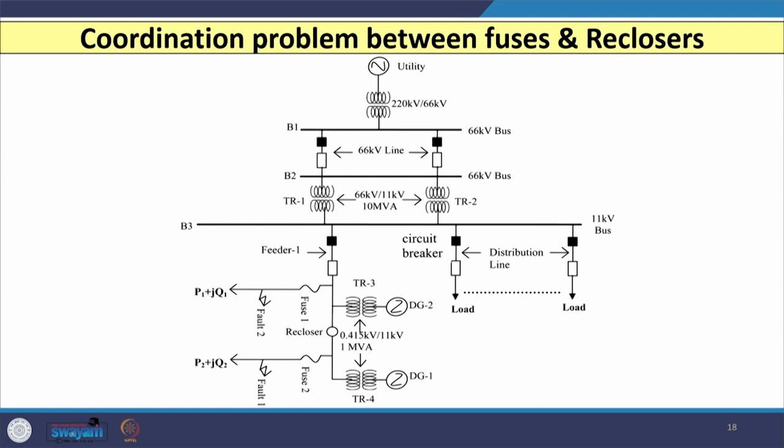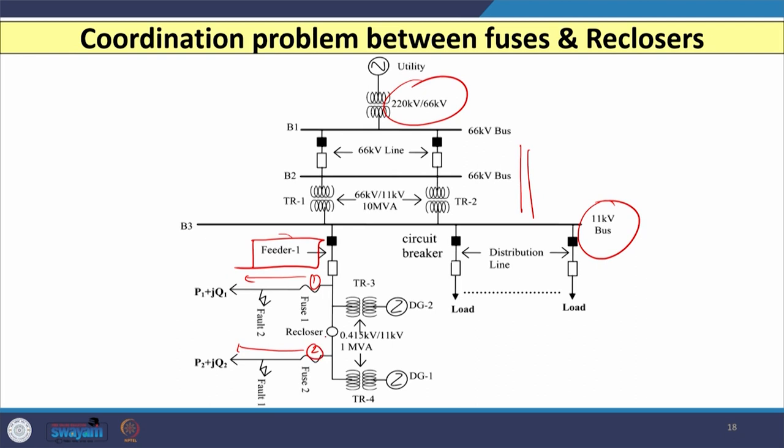Now, let us consider one big system where we have the utility with 220 kV by 66 kV voltage, which is stepped down, and we have a 66 kV line available, which is further stepped down using a transformer, and we have an 11 kV bus available from which HT consumers or distribution feeders are emanating. Let us consider one of the feeders, feeder 1, and on that let us consider two laterals, lateral 1 and lateral 2, where two fuses are connected, fuse 1 and fuse 2.